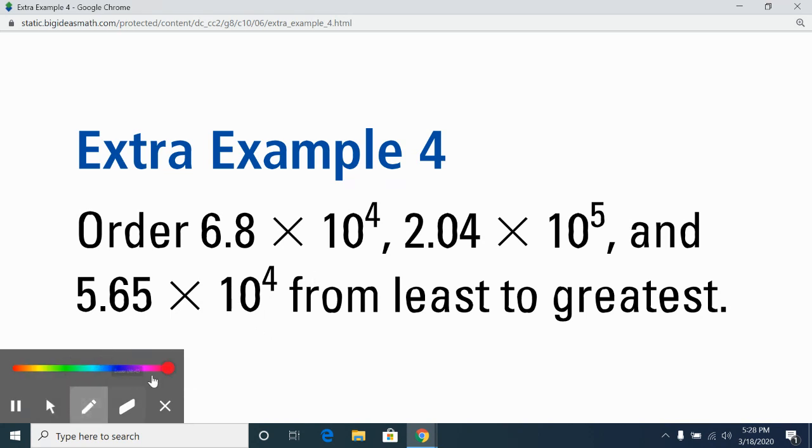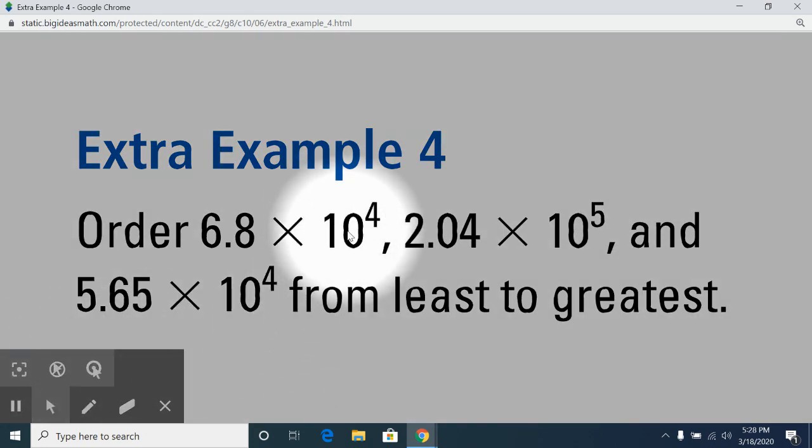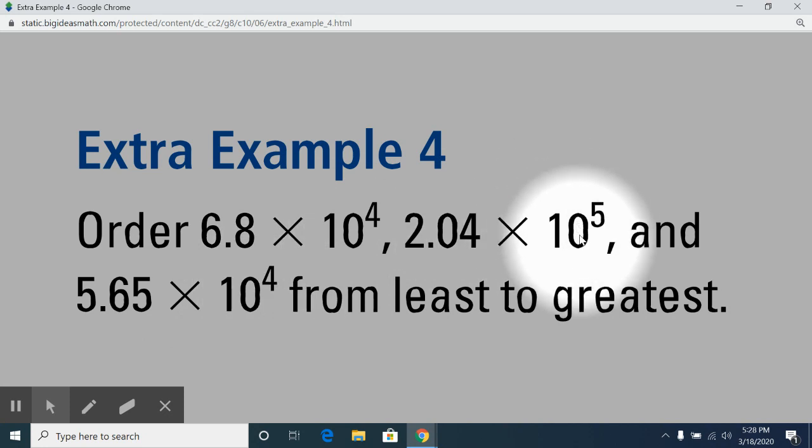Okay, here's what I'm going to do. I'm going to put a 1 next to the lowest number, a 2 next to the second lowest, and then a 3 by the greatest number. All right, so hopefully this is what we're looking at. I look first at my exponents. I see this 5 right here, and then the other ones are 10 to the 4th power. I know this is my greatest number right here. That has to be my greatest number because it has the highest exponent, right?